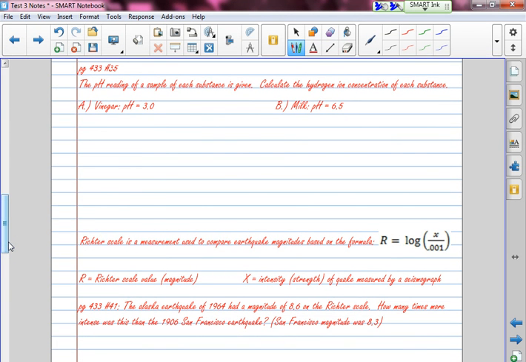Okay, page 433, number 35 says, the pH reading of a sample of each substance is given. Calculate the hydrogen ion concentration of each substance. So I'm talking about pH, so I need to use the pH formula. This time I gave you pH and I want hydrogen ion concentration. So I plug in what I know. 6.5 equals negative log of H plus. In order to solve this, I need to get the log by itself. I do that by dividing by negative 1 on both sides.